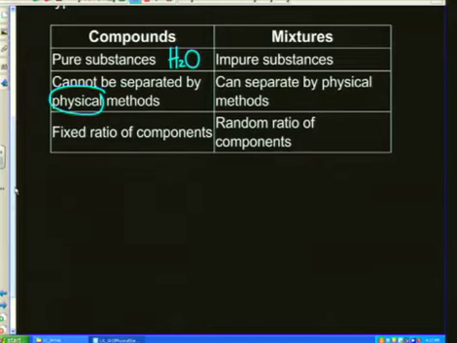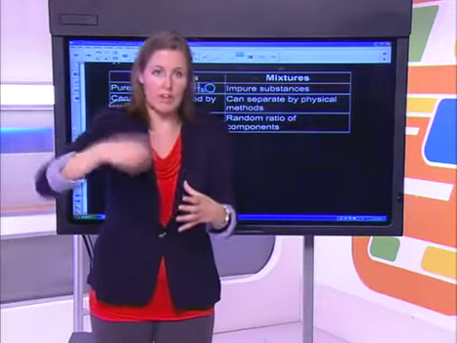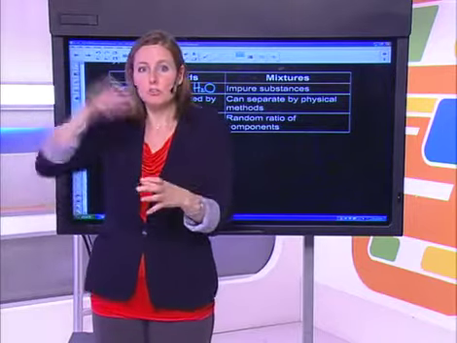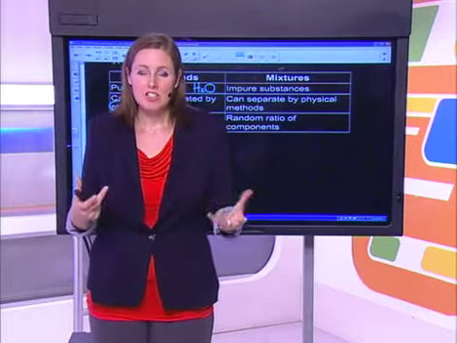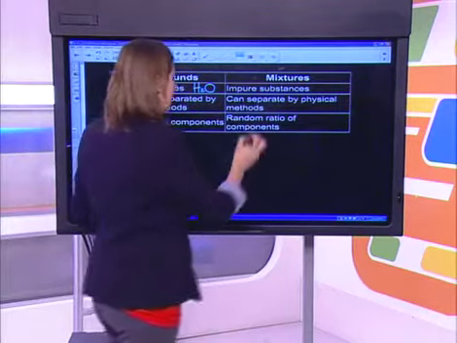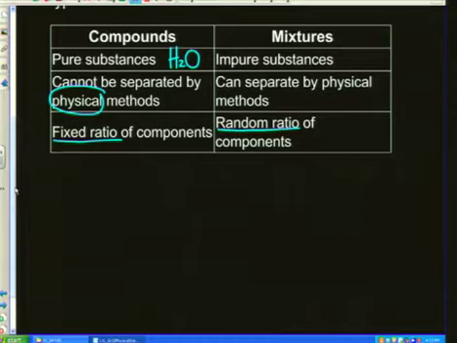A compound is always in a fixed ratio. Why? Well, it's because it's chemically bonded. So notice I've got H2O. There are 2 hydrogens for every oxygen. In comparison, a mixture is a random ratio of components. If I go back to my sugar and water example, I could put 1 spoon of sugar in and stir it up, or I could put 2 spoons of sugar in, and that would be more concentrated, but it's still a mixture in a random ratio of components.